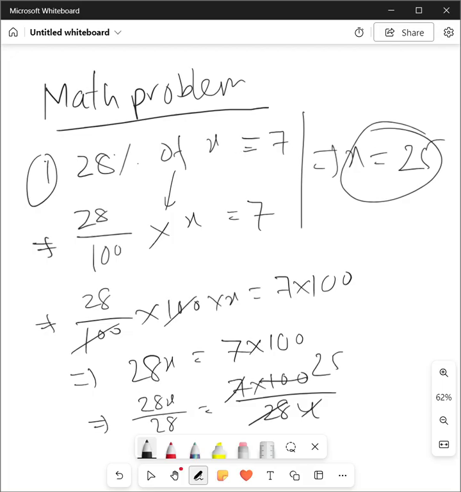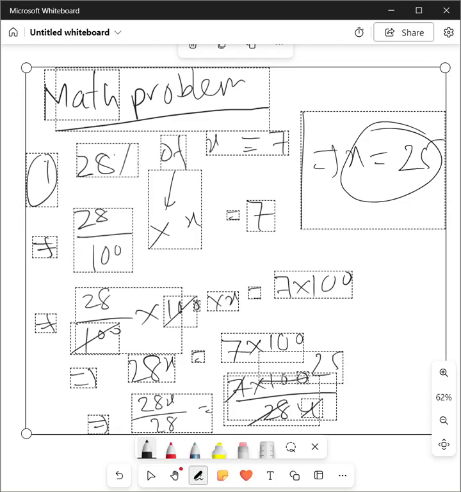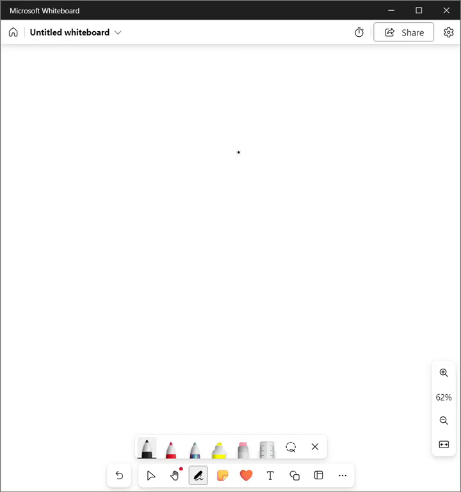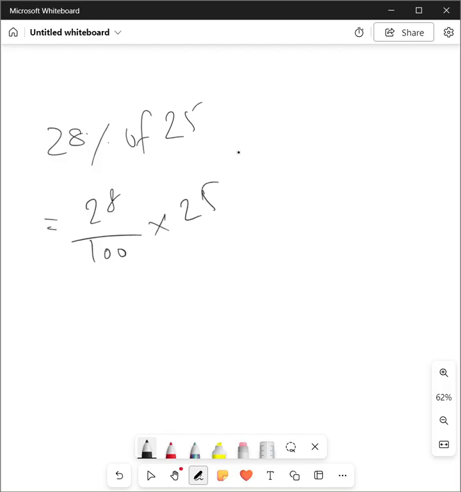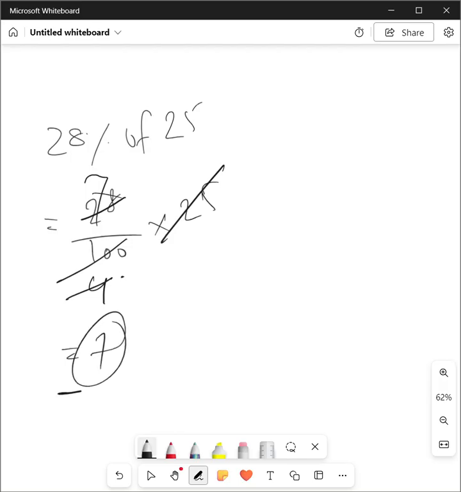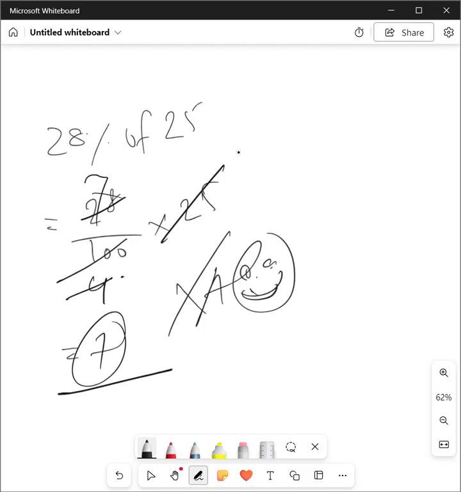So the question says: 28% of what number is 7. That means 28% of 25 equal to 7. So we need to prove it again. Our answer comes like 28% of 25 we need to determine. So 28% means 28 by 100 times 25. We know that 25 will cross out with 100 for 4, and then if we divide 28 by 4, it will give us 7. So here is our answer. That means our answer is correct. Okay, that's our first problem.